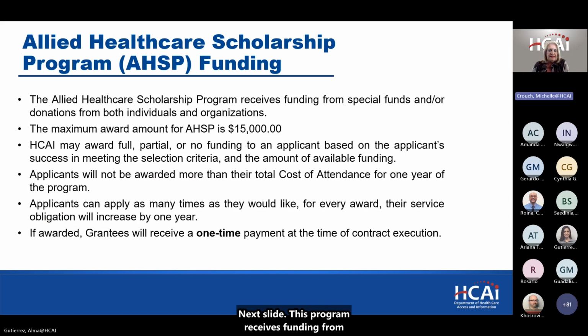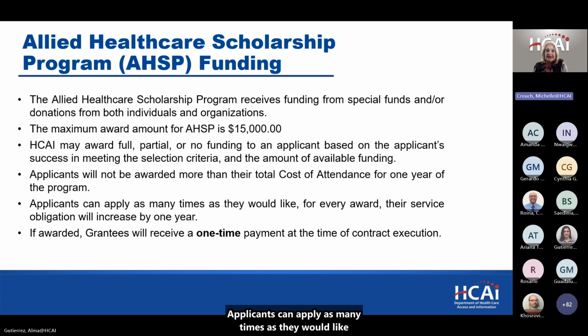This program receives funding from special funds and/or donations from both individuals and organizations. The maximum award amount for a scholarship is $15,000. HCAI may award full, partial, or no funding to an applicant based on the applicant's success in meeting the selection criteria and the amount of available funding. Applicants will not be awarded more than their total cost of attendance for 1 year of the program.